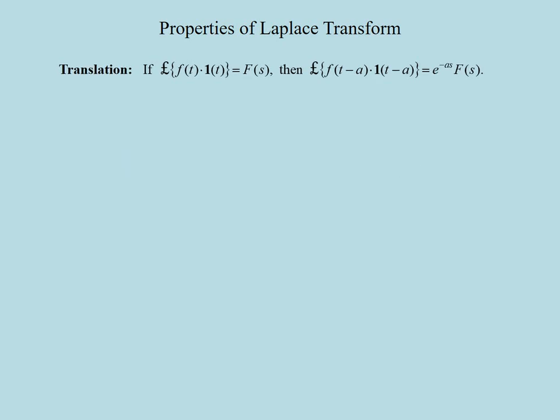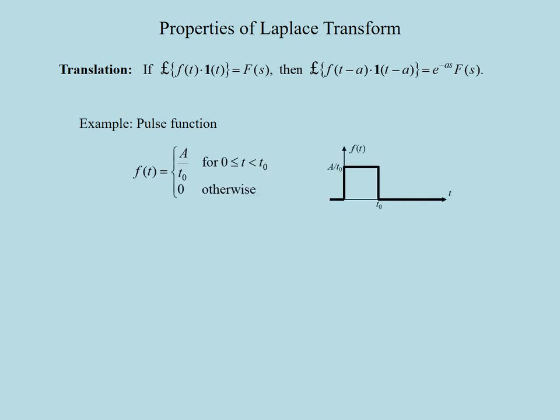Let us use the translation property to obtain the Laplace transform of a pulse function. The pulse which we are going to consider here is of duration t sub 0 and of amplitude capital A by t sub 0. Note that such a pulse function can be written as the difference of two step functions, namely one having its step at the origin and the other one with a step at t sub 0 seconds.